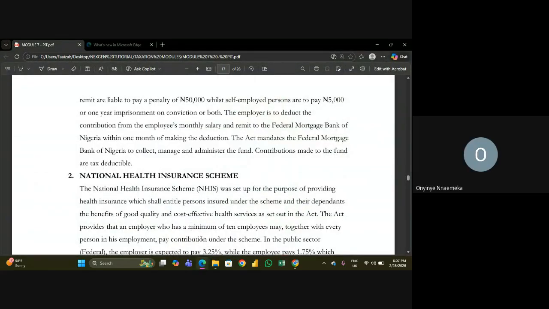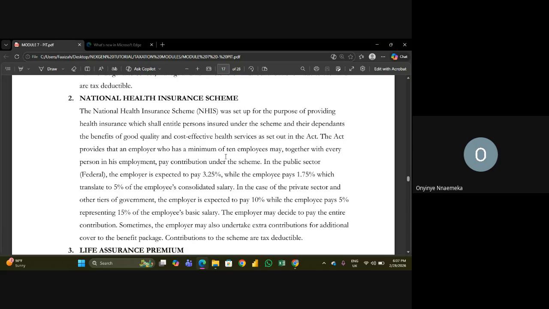So I've talked about the housing fund. Now we have the health insurance scheme. It was set up for the purpose of health insurance, in which a titled person insured under the scheme and their dependents benefit good and cost-effective health service as set out in the Act. This Act provides that an employer that has a minimum of 10 employees may, together with every person in his employment, pay contribution under the scheme.